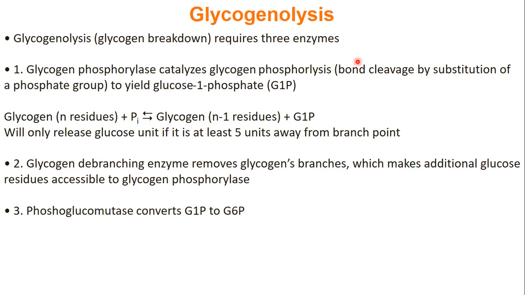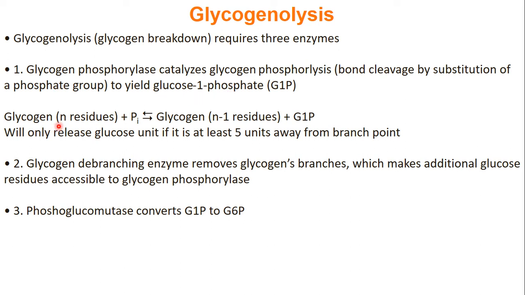So let's take a look at glycogenolysis, which is glycogen breakdown. And you need 3 enzymes for this. The first enzyme is glycogen phosphorylase, and this will catalyze the phosphorolysis of glycogen. So let's look at this. Glycogen is our molecule. Phospho is that molecule, phosphorus. Lysis means cut. So you're breaking a bond by substitution of a phosphate group. And from this, you're going to make glucose 1-phosphate.